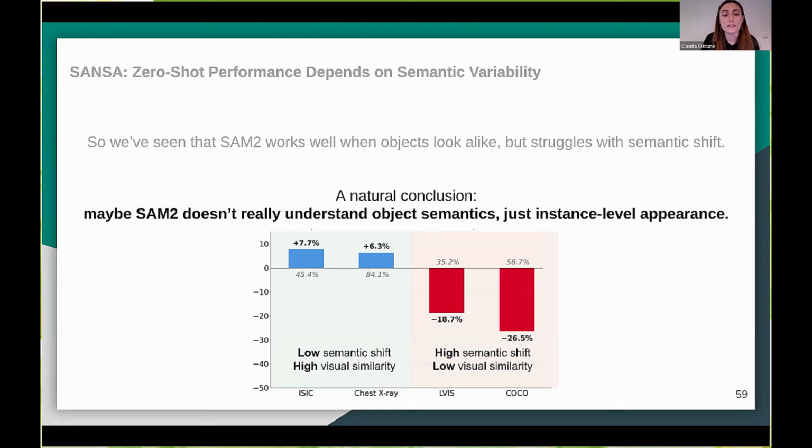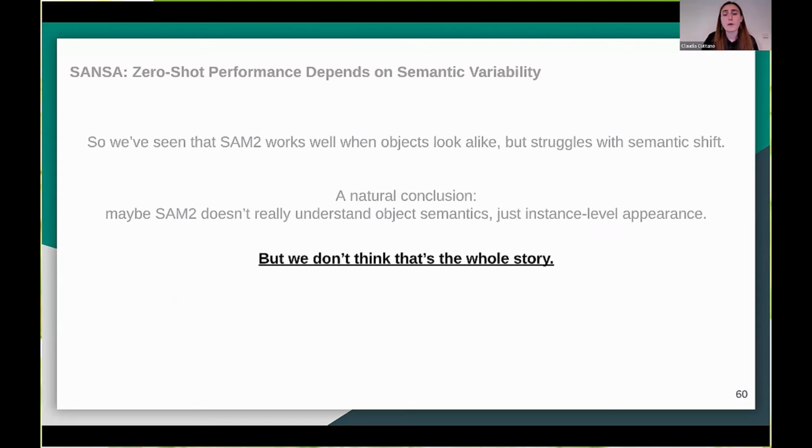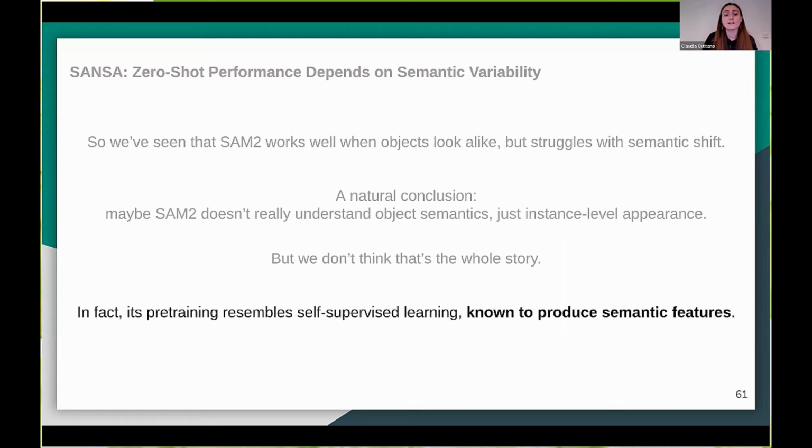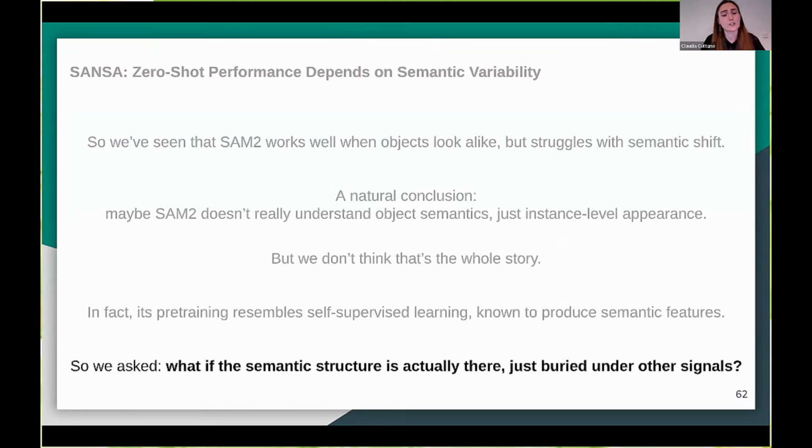And so a natural conclusion would be that maybe SAM2 does not really understand object semantics, but just visual similarity across images. However, we were not fully convinced about this, because what we observed is that the pre-training of segment anything 2 that consists in tracking an object across frames in a video is really similar to self-supervised learning, which is known to produce semantic features. So for example, in the case of Dino. And so here, our intuition is that the semantic structure is actually there, is just hidden and overlapped with other signals in the feature space of segment anything 2.